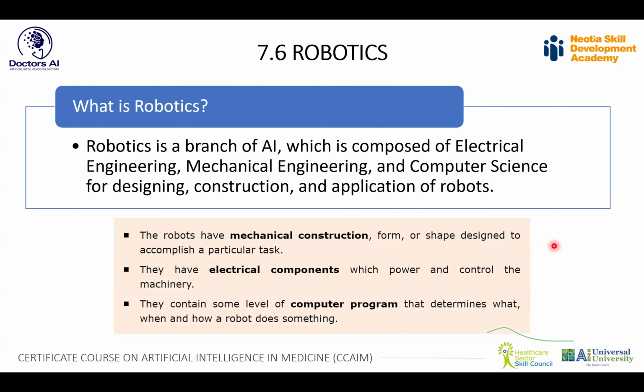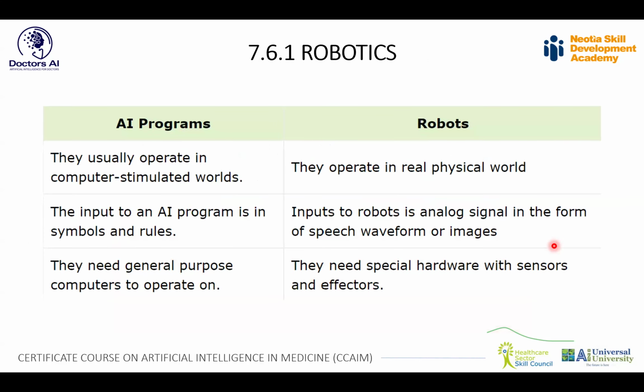What about robotics? It is the branch of AI which is composed of electrical engineering, mechanical engineering, and computer science for designing, construction, and applications of robots. There are robots which operate in the real physical world, and AI programs operating in a computer simulated world, right? So remember one very important thing. Most people have this confusion with limited knowledge of AI. People think AI is equivalent to robot. Robotics is a part of artificial intelligence, and most robotic solutions you will find have agent, environment, sensors, effectors, and they will have an inbuilt AI programming working in them.